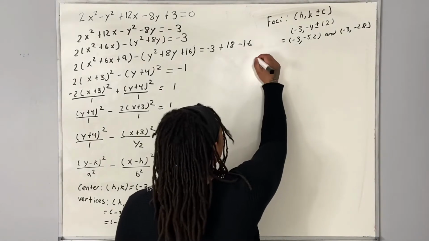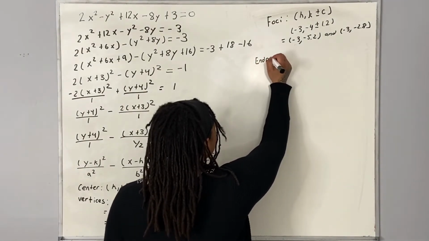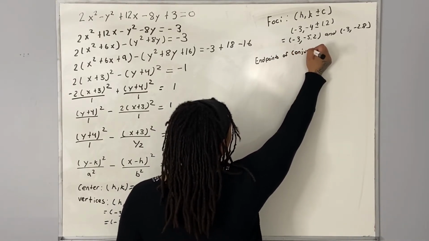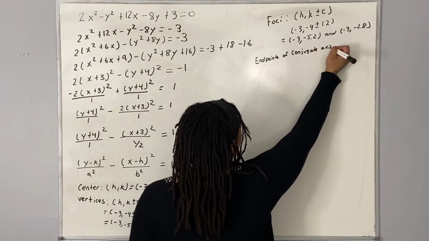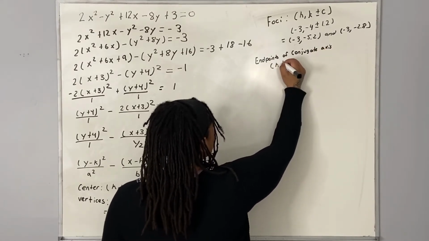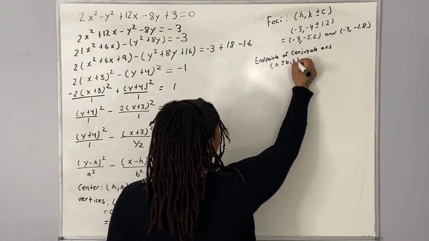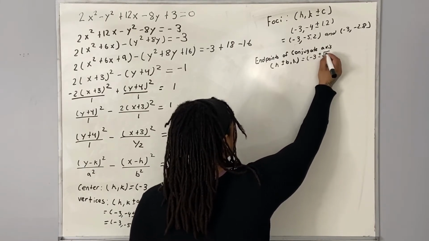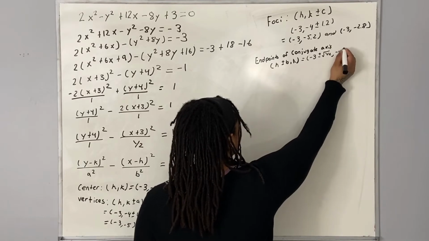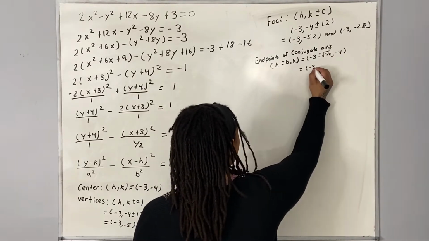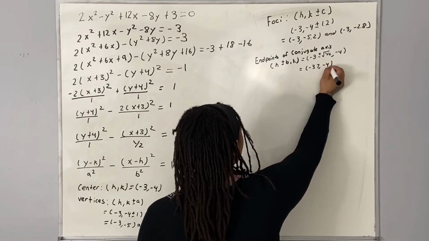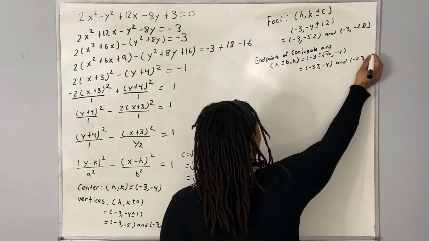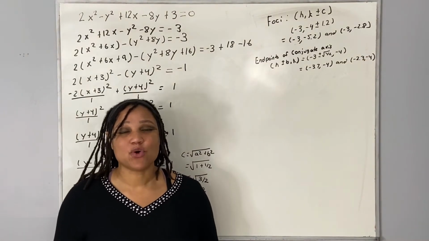How about our endpoints of the conjugate axis? The endpoints of the conjugate axis are h plus or minus b, k, which is equal to -3 plus or minus the square root of 1/2, -4, which is equal to (-3.7, -4) and (-2.3, -4).